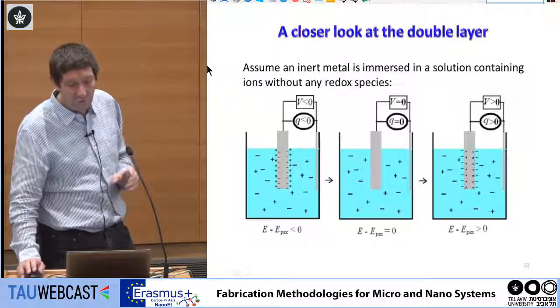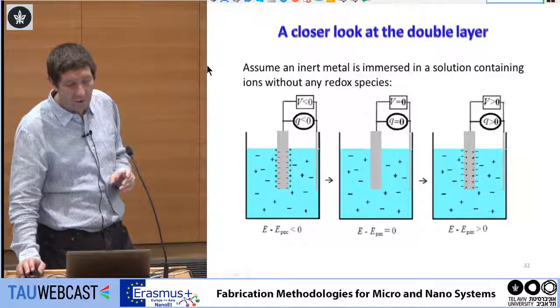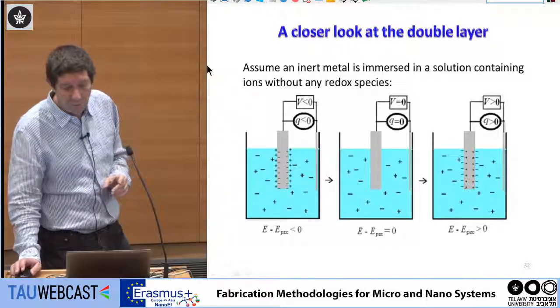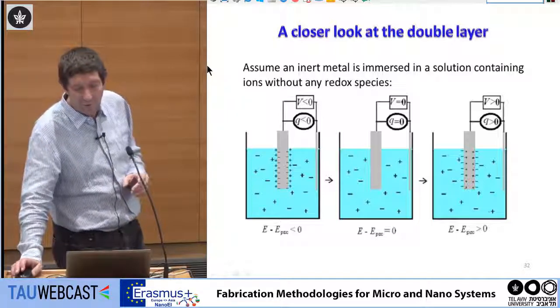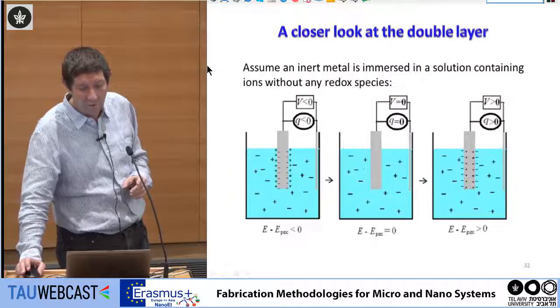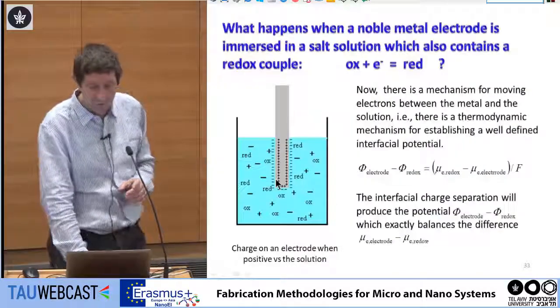So if I put a negative voltage here, this charge is negative, and the protons come close to the surface. And if I put a positive charge, then this will be positive, and in this case the hydroxyl ions will come close to the surface. Here, the protons will come close to the surface.